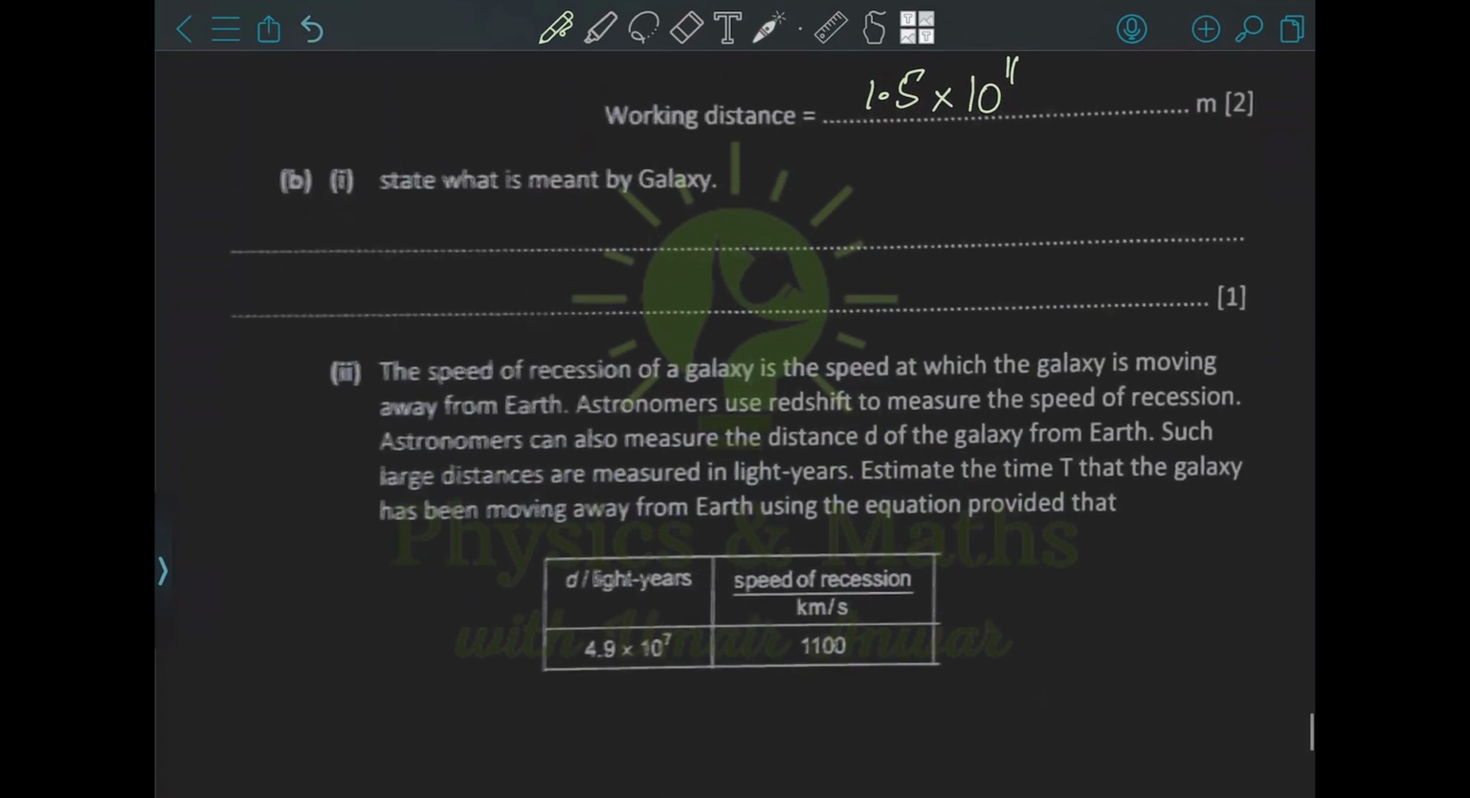State what is meant by galaxy. A galaxy is a collection of billions of stars.